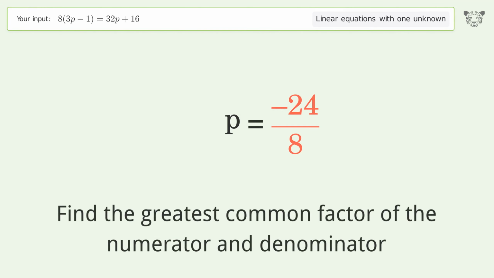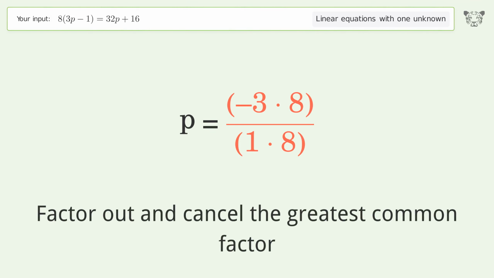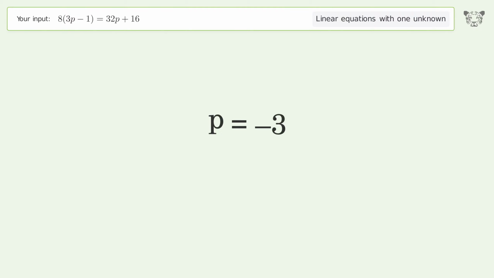Find the greatest common factor of the numerator and denominator. Factor out and cancel the greatest common factor. And so the final result is p equals -3.